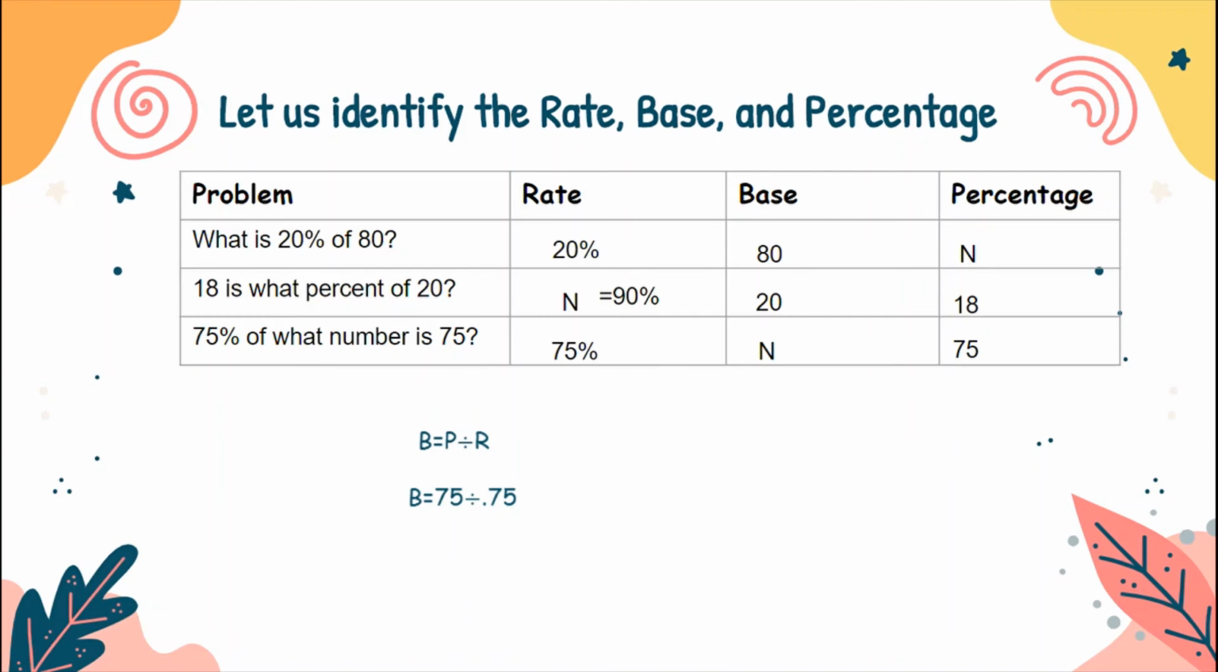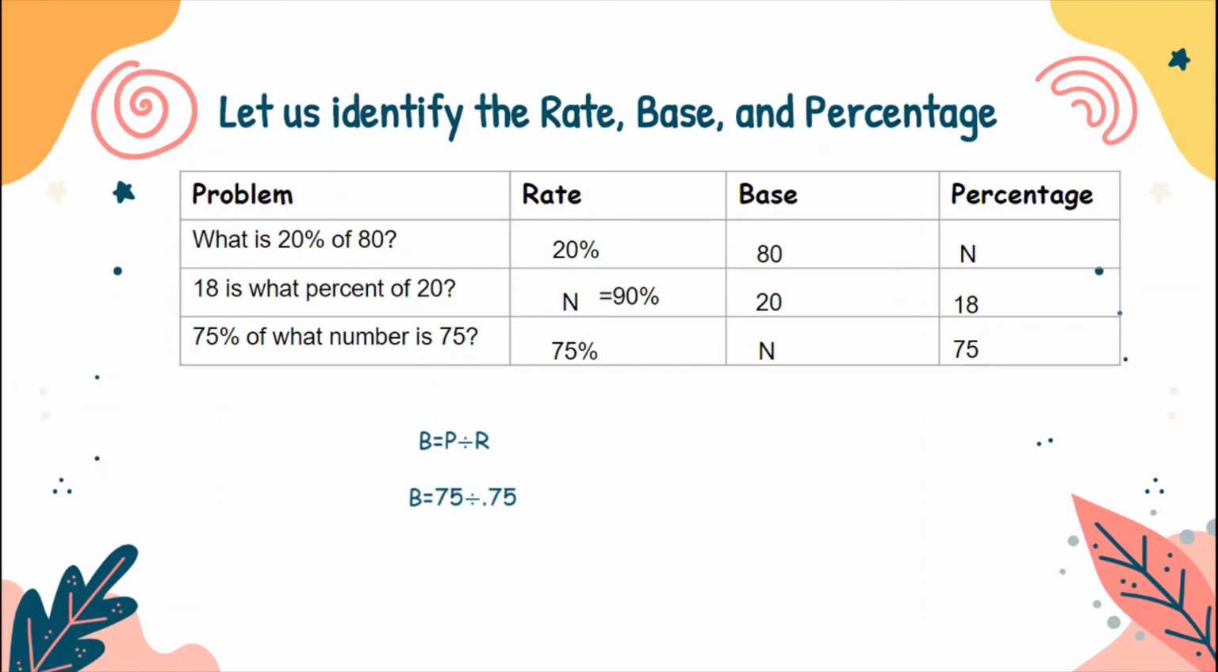Okay, the next thing here is our number 3 question. 75% of what number is 75? Now in this case, we're looking for the base, and the formula used for the base is B equals P divided by R. So let us substitute the following. B equals the value of P, which is 75, divided by 0.75.